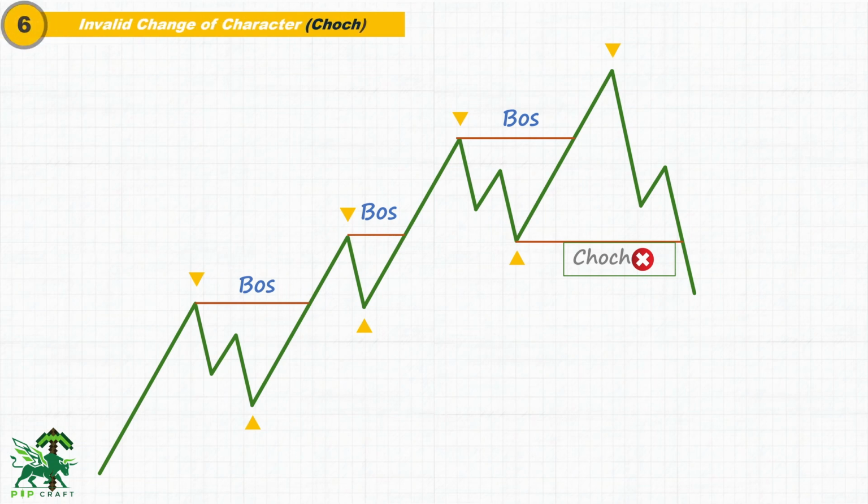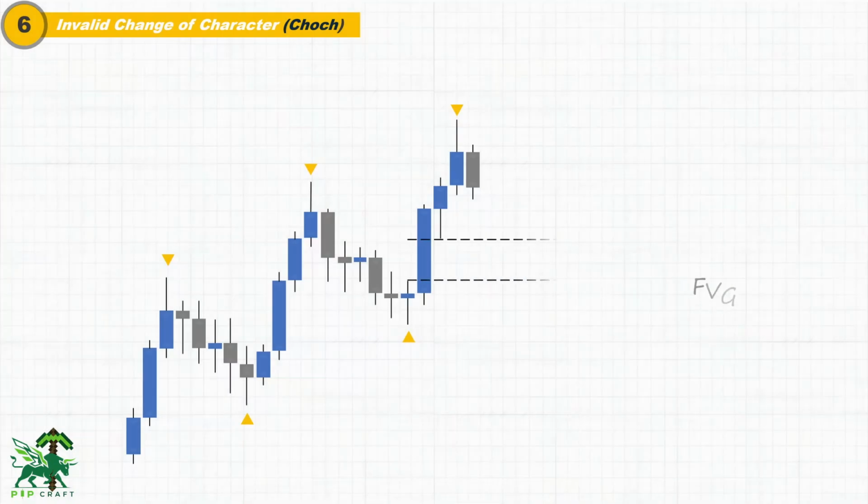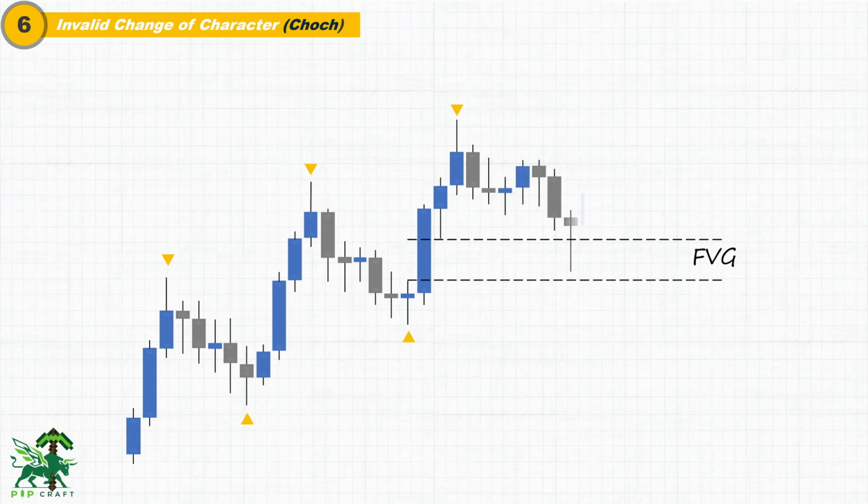Let's talk about another concept that can also invalidate a change of character: the mitigation of fair value gaps. As a smart money trader, identifying FVGs should be one of the first steps you take when analyzing a chart, because these zones often act as magnets for price. In most cases, before continuing its trend, the market pulls back to fill these gaps.